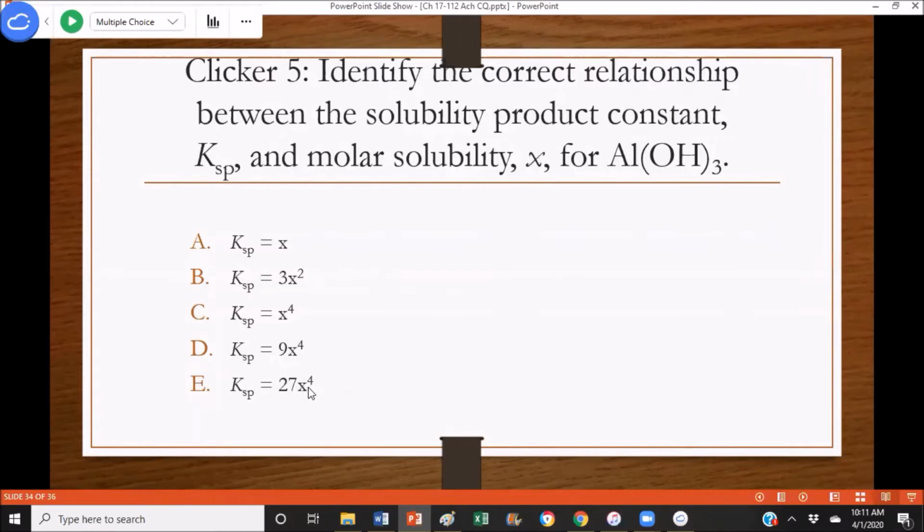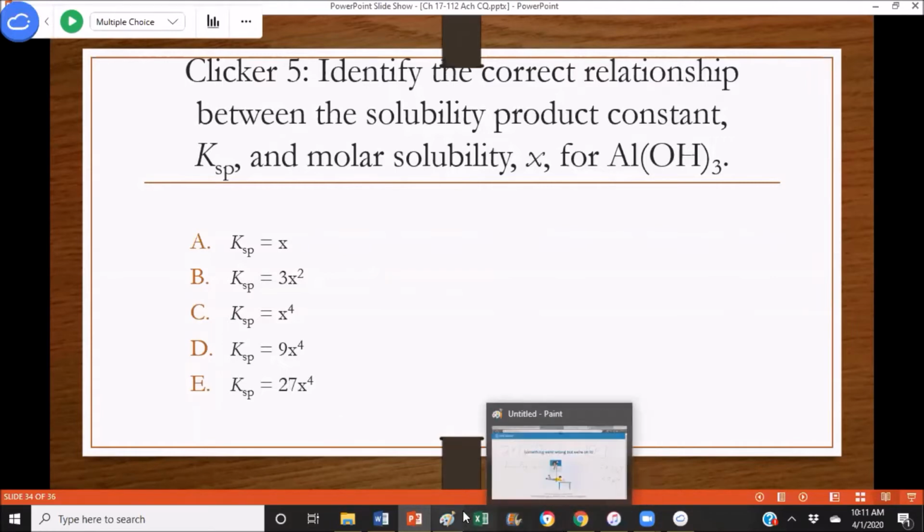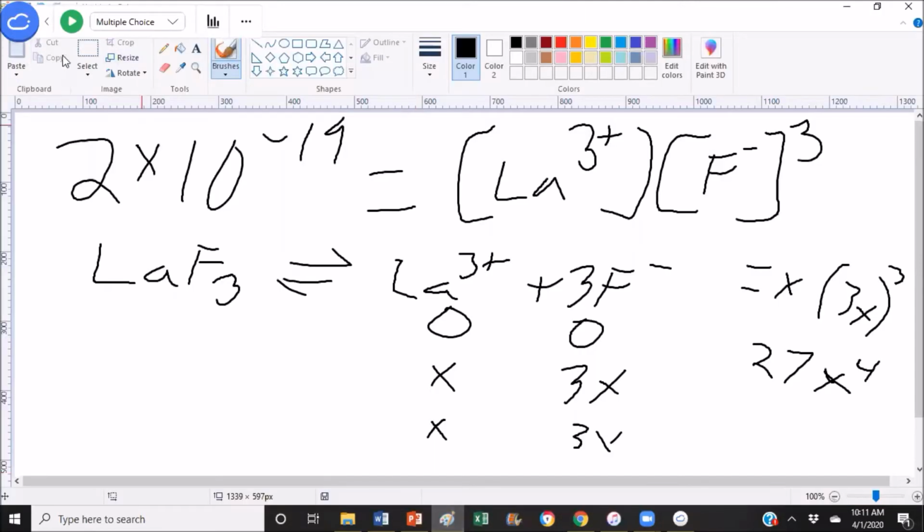Can you say that again? The raised to their coefficients, you said? Yeah, raised to the power of the coefficients. This is our basic Ksp thing.